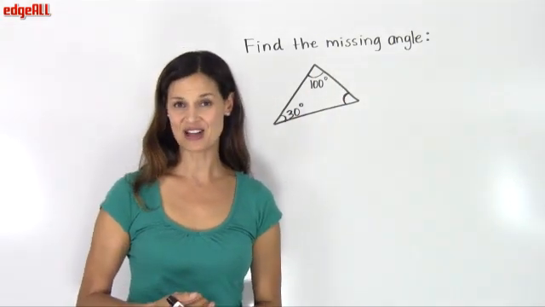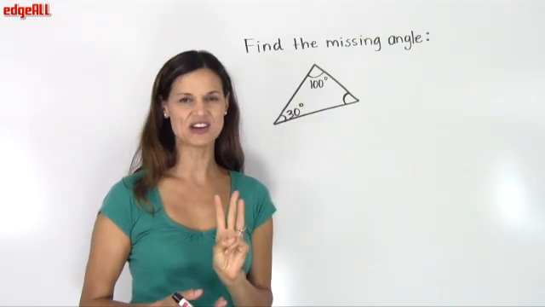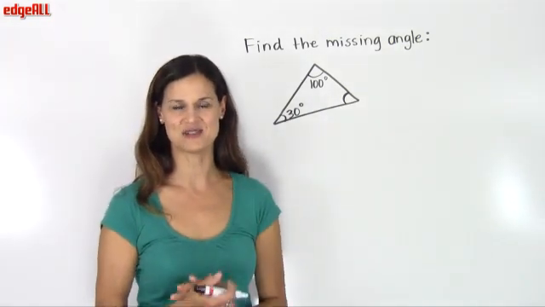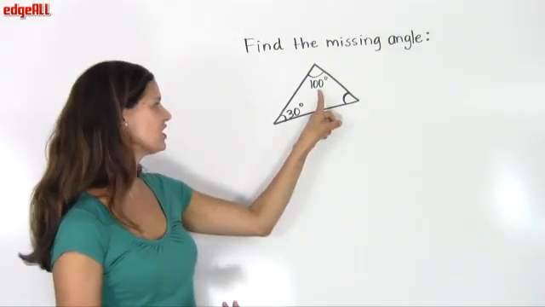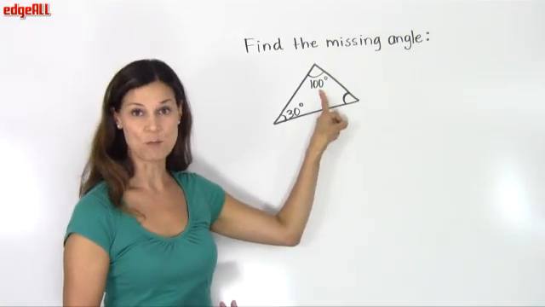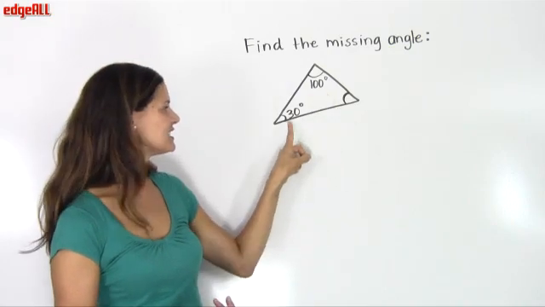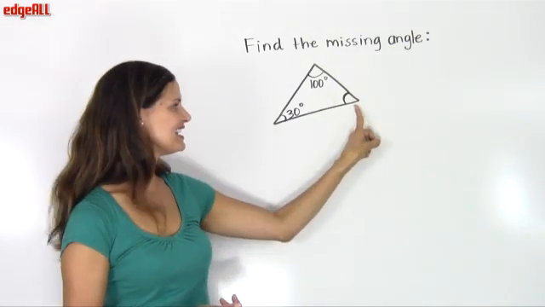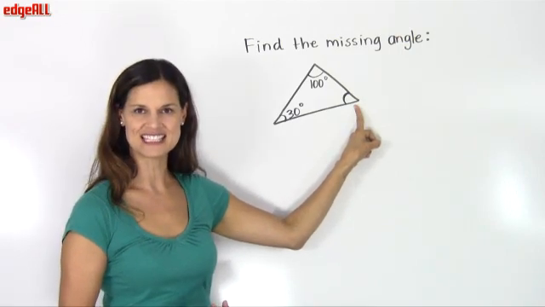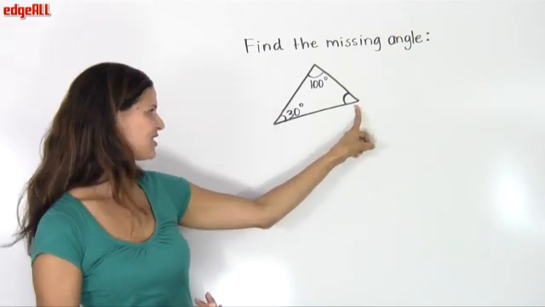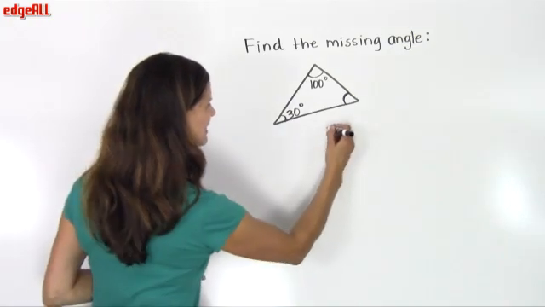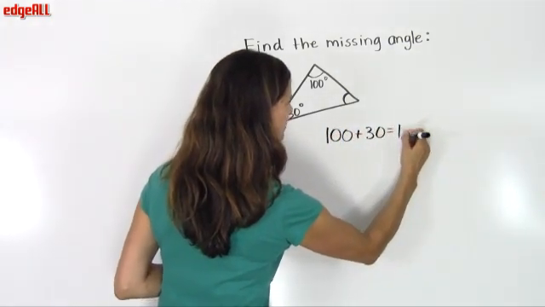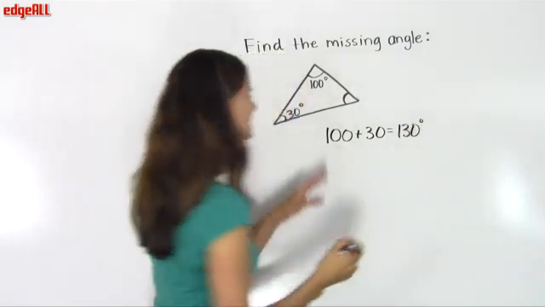Our last example, dealing with triangles, asks us to find the missing angle. So we have a triangle with 3 interior angles, 3 angles. 2 of them are given, and the third one we need to find. So our first given angle is 100 degrees. Our second given angle is a 30-degree angle, and we need to find the measurement of this last third missing angle here.